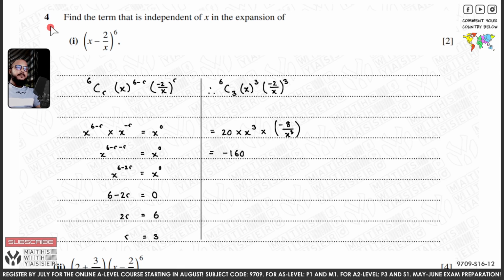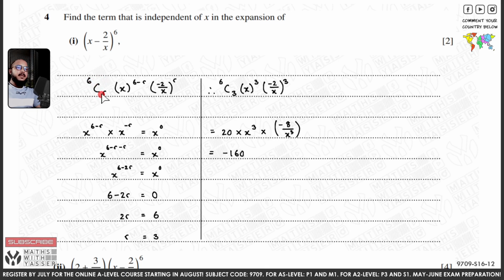Question number 4. Find the term that is independent of x in the expansion of (x minus 2 over x) to the power 6. So independent of x means x to the power 0. There will be no x term. So for that, first let's use the formula.